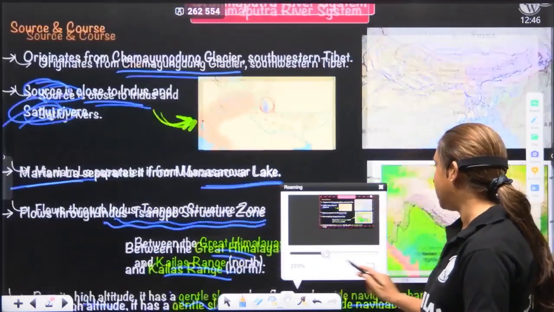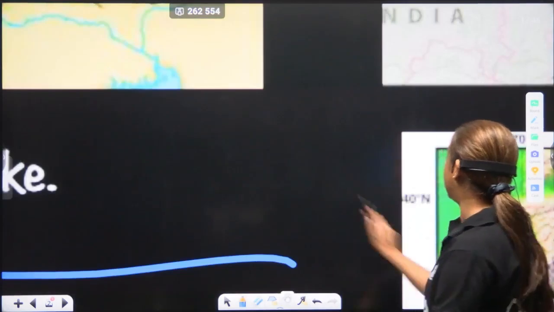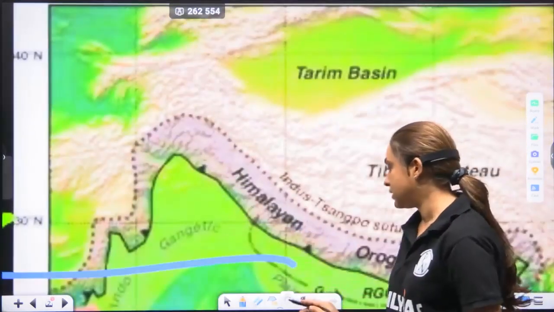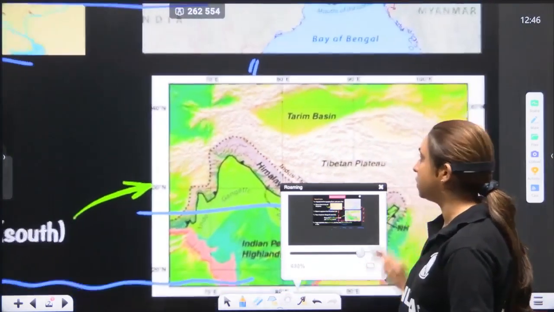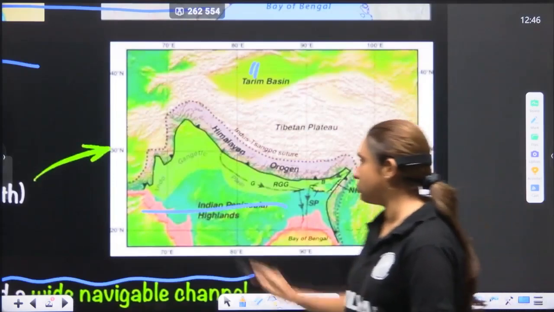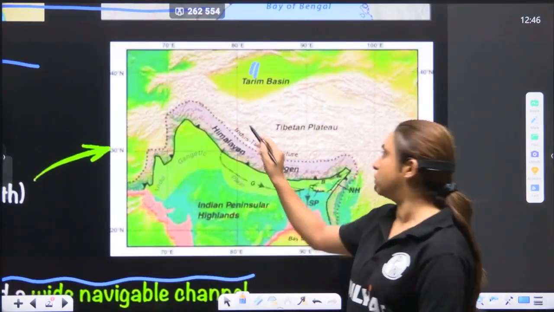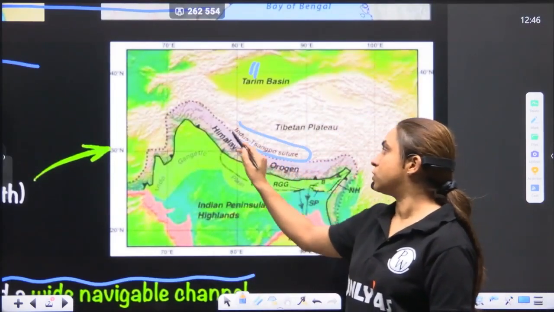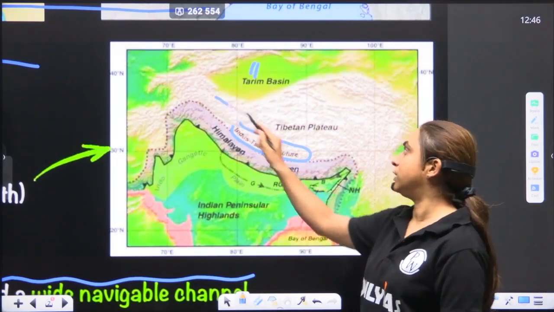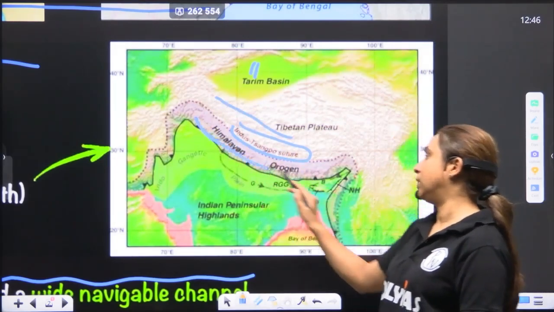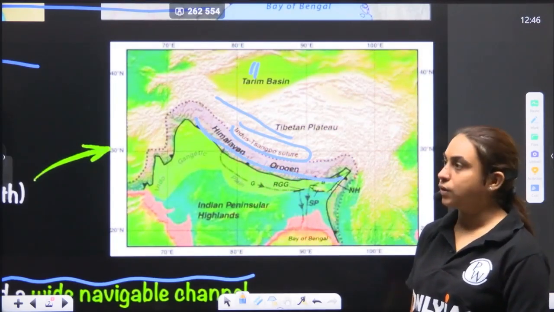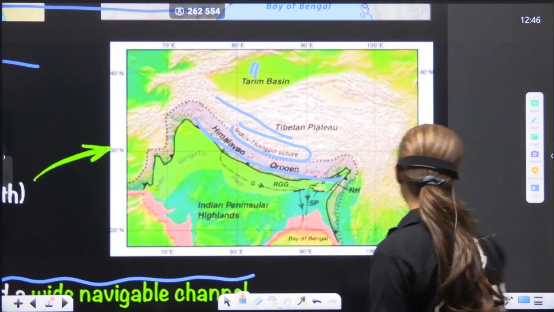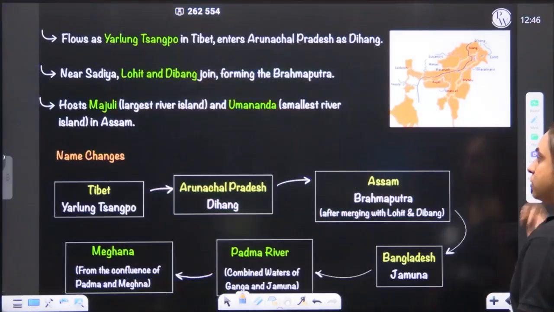You can see here that it is flowing between the Indus Sangpo suture zone. So it is flowing between this zone. On one side you have the Kailash range, on the other side you have the Himalayan topography. Okay, it is navigable throughout. So this was about some features for Brahmaputra.